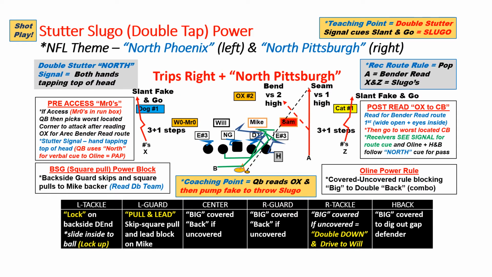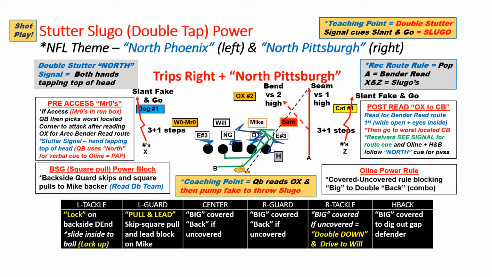Next one here then again is we can do a stutter sluggo. This is both hands tapping on top of the head. Same thing for power here again. Back still checks the Sam. Quarterback again, if he has free access, can go backside with the X all the way. But if not, we're going to do the 1-2 progression of looking for the A on the bender read and then going to the sluggo up the sideline.